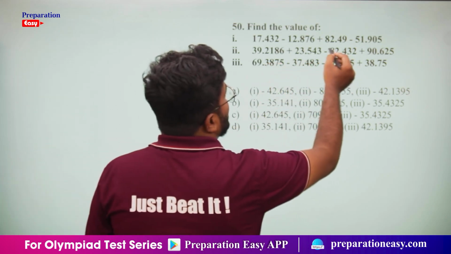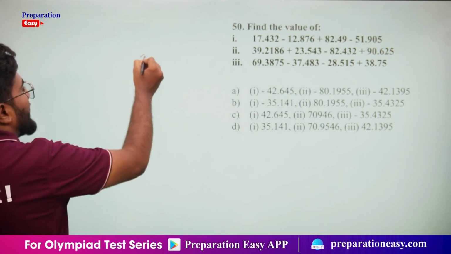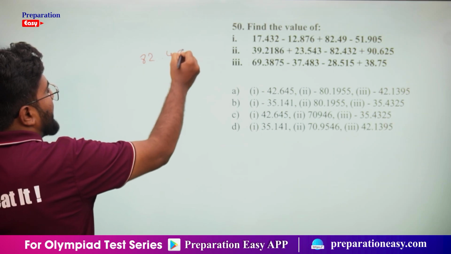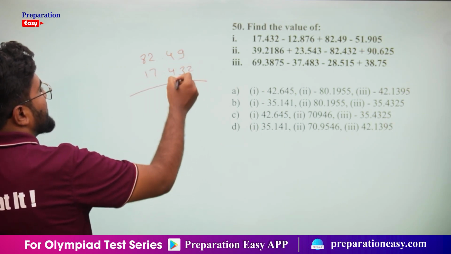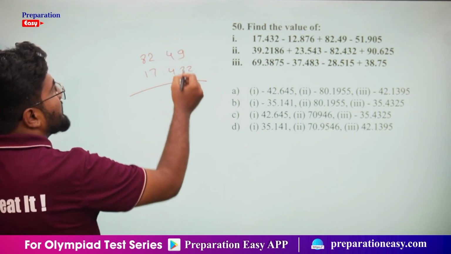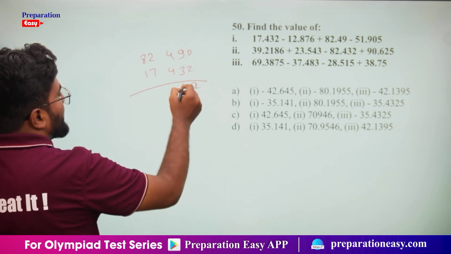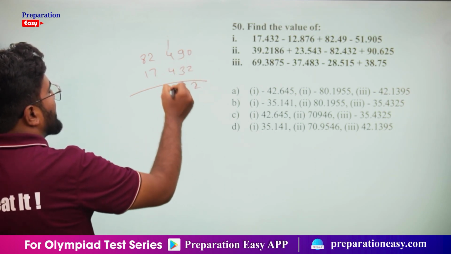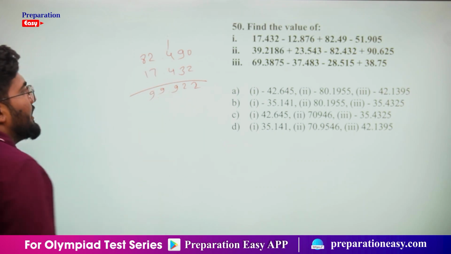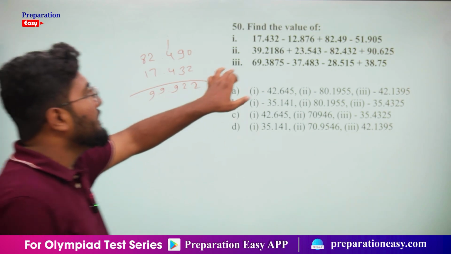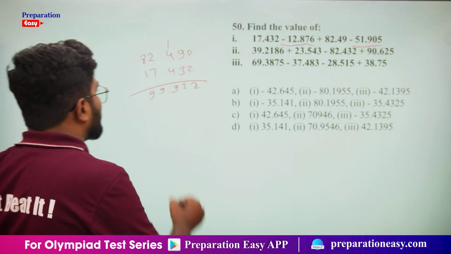So the numbers are 17.432 and 82.49. The answer will be 9 plus 2 is 11, carry 1. 9 plus 3 is 12, 2 carry 1, 4 plus 4 is 8 plus 1 is 9. So 99.922. Then we have to subtract 12.897 and 51.905.